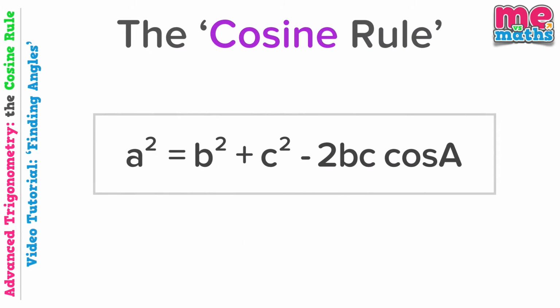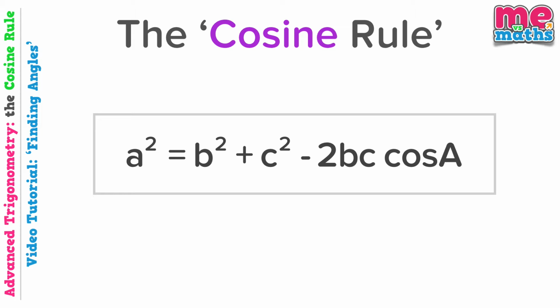If you've watched the previous tutorial in this series, you will have definitely already met this, the cosine rule, and we've already used this to find missing sides. Just as when we used the sine rule, we had a different version to find angles, there is a different form of the cosine rule that is more efficient for finding angles. But it is quite difficult to arrive at.